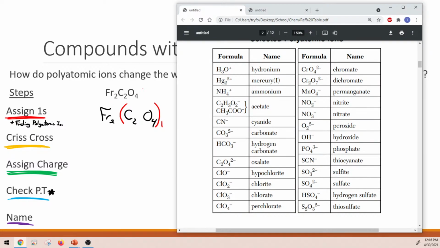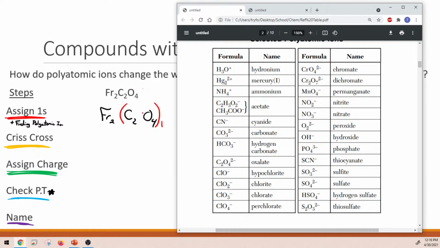We can look for Fr combined with C and see if that's on here, but if we take a quick scan, right, there's no Fr on here at all. So we're going to look for C2O4, which is right down here on table E for us to find. So we put our parentheses around it. Now we have 2 ions to crisscross.